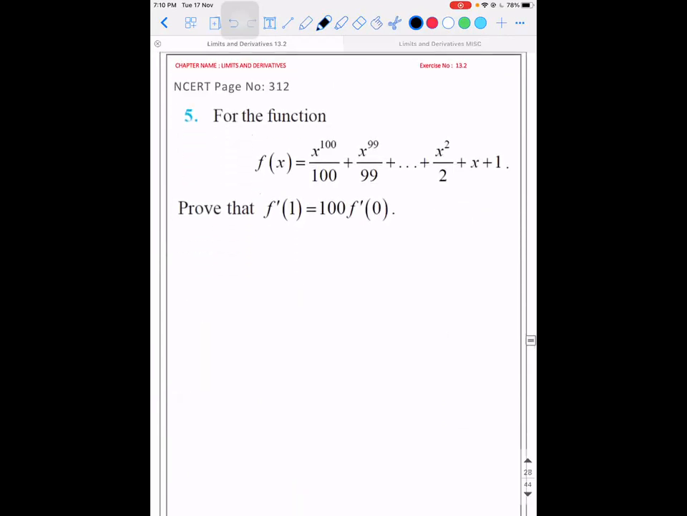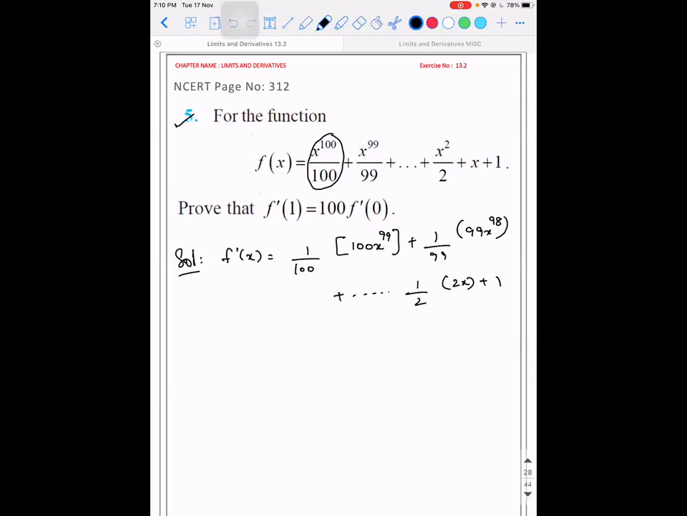So let's do the fifth problem. So f of x is given this value. What is f dash of x? Derivative of x power 100 by 100. So 1 by 100 will come out. What is the derivative of x power 100? 100 into x power 99. Plus 1 by 99 will be out. What is the derivative of x power 99? It is 99 into x power 98 plus so on. 1 by 2 into derivative of x square is 2x plus derivative of x is 1. 2 and 2 will get cancelled. 100, 100 will get cancelled. 99, 99 will get cancelled.